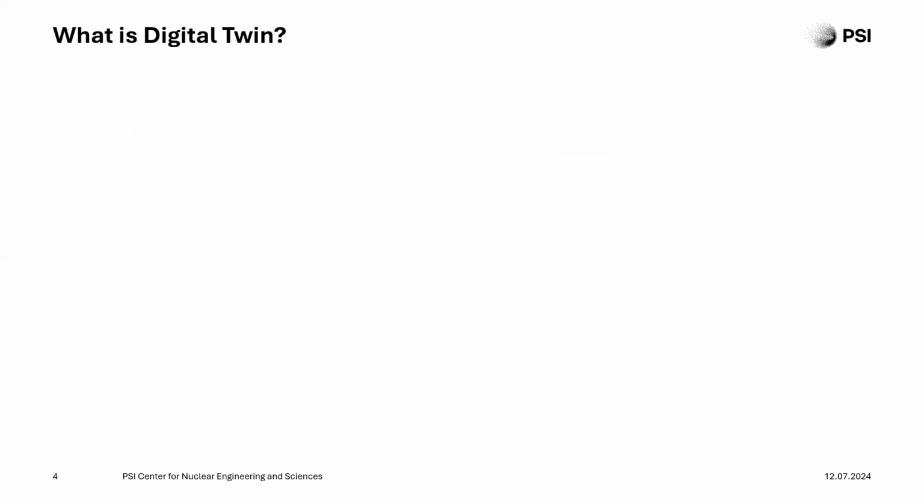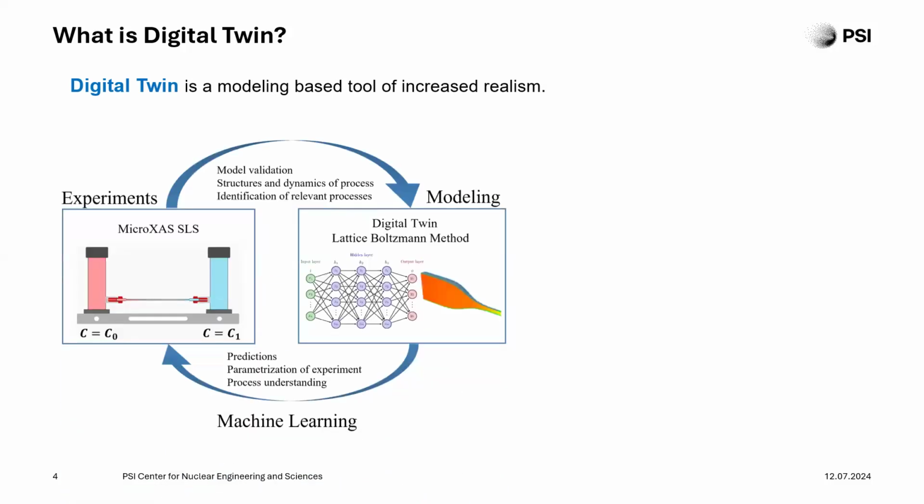So let's lead to the concept of our digital twin. What is a digital twin? A digital twin is a modeling-based tool of increased realism. It has two important parts: first is experiments, and the second is modeling. Once it's developed, it can help us do model validation, analyze the structure and dynamics of such a precipitation process. Of course, it can further help us do predictions, parameterization of experiments, and understand the relevant processes that happen in experiments.